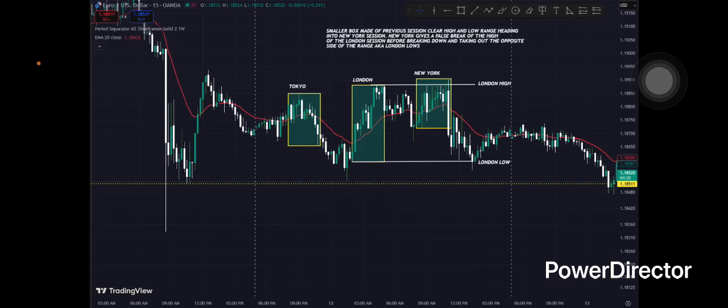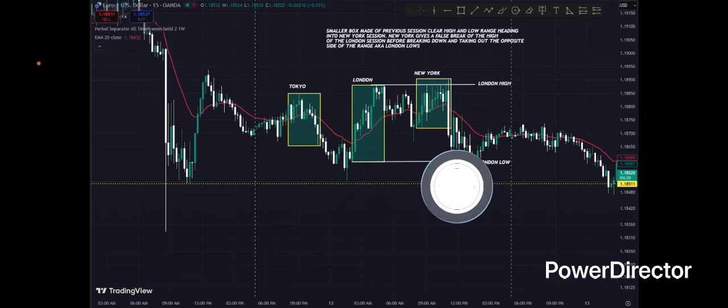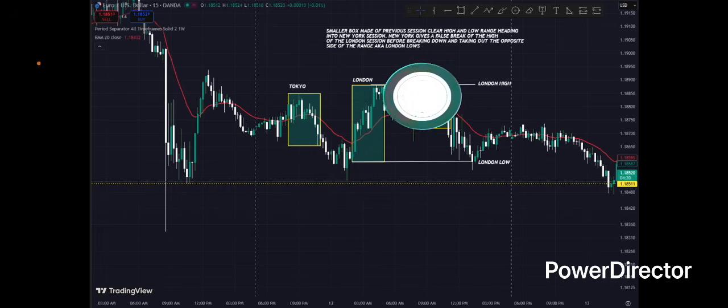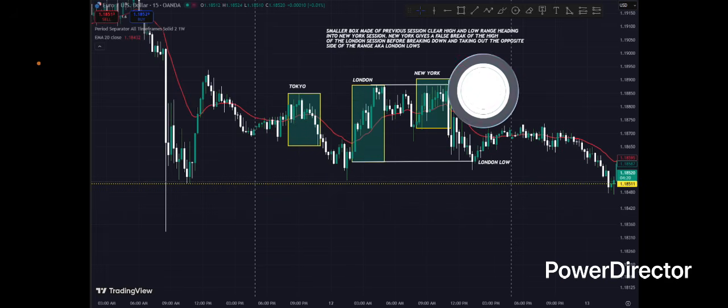The smaller boxes made of the previous session's clear high and low range headed into the New York session. New York gives a false break of the high of the London session before breaking down and taking out the opposite side of the range, aka the London lows. Okay, so again, this is a nice 3-session setup, really a 2-session setup, right? But you can still see clear as day. We have a box, a high and low box right here.